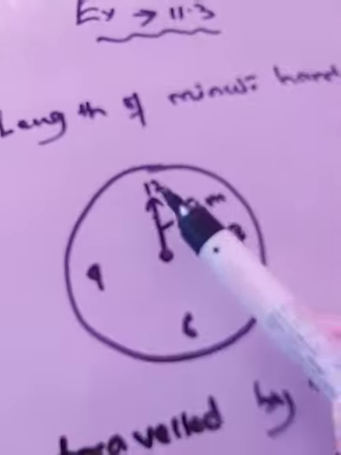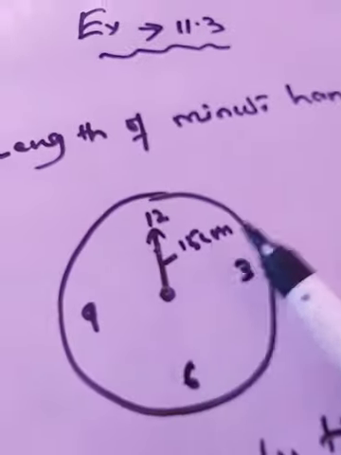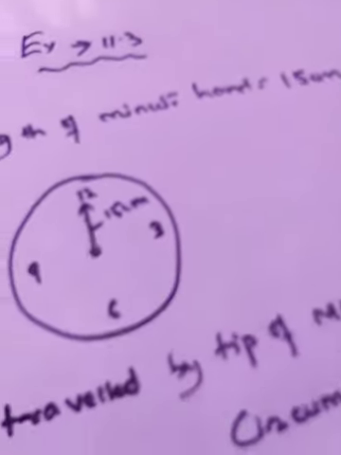Students, now in this session I will explain question number 17 of exercise 11.3. In question number 17, there is a clock whose minute hand is given. The length of the minute hand is given as 15 centimeter.